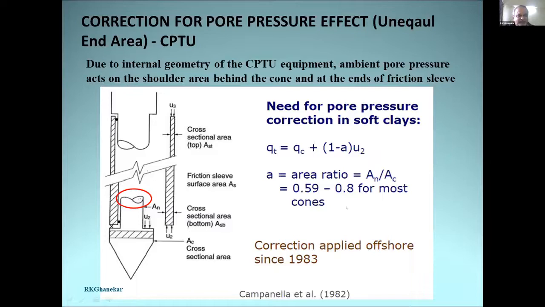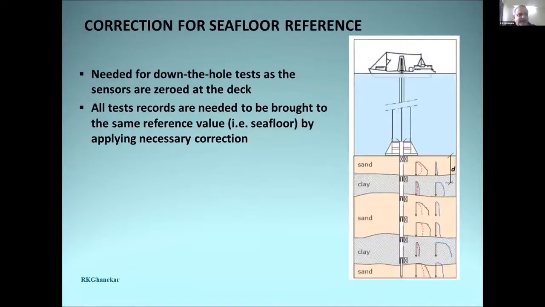And since different makes of cone have different area ratios, which can range from 0.59 to 0.8, this correction has been applied to offshore since 1983. There is another correction, because for true comparison, a correction for seabed reference is needed for down-the-hole tests, as the sensors are zeroed at the depth. So all test records need to be brought to the same reference value, that is seafloor, by applying the necessary correction.